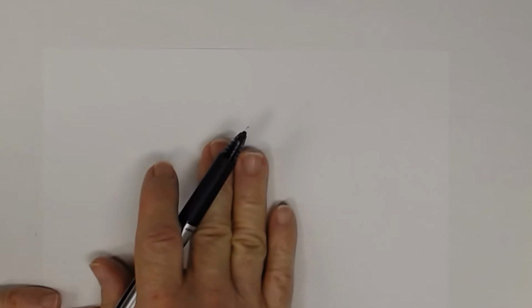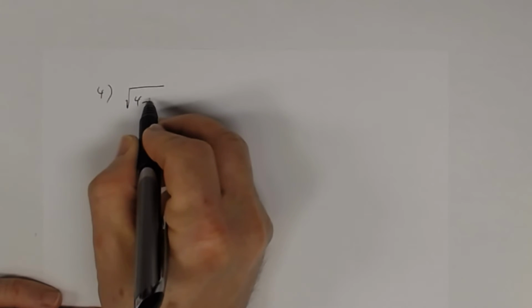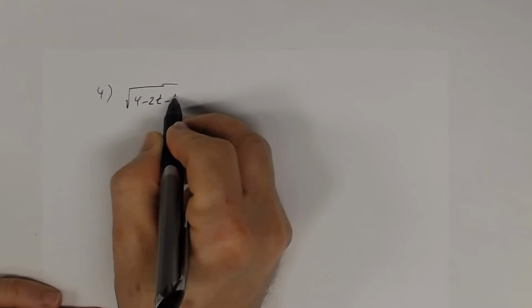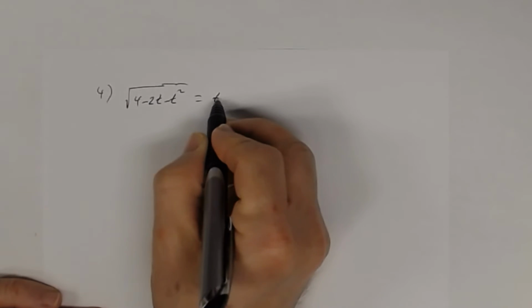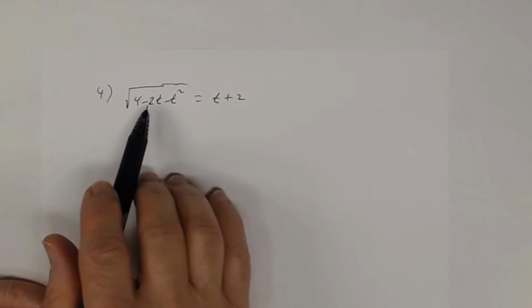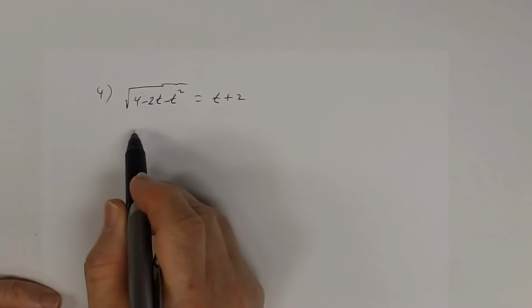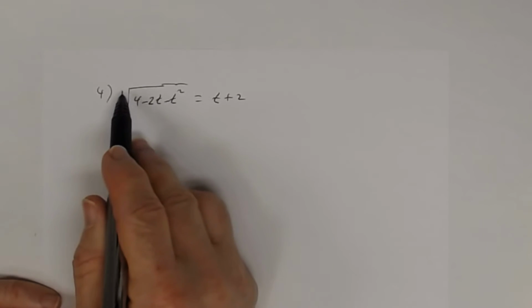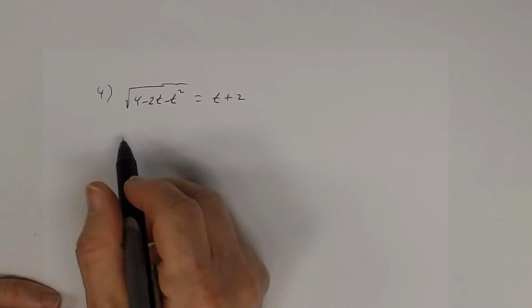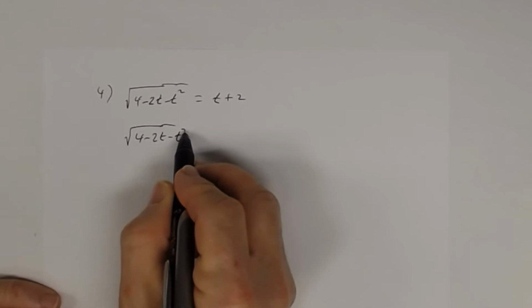In number 4, we have this. It's not a difficult process. It's very, very simple to do. So number 4, we have the square root of 4 minus 2t minus t squared equal t plus 2. Notice that in this case, the radical expression is already by itself. So all I need to do is raise both sides to the second power, since I'm dealing with the square root. Let me go ahead and rewrite this over.